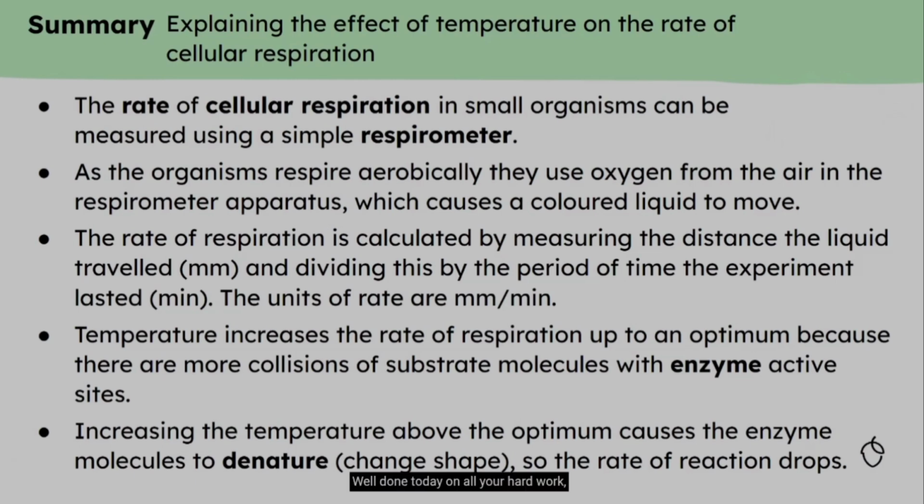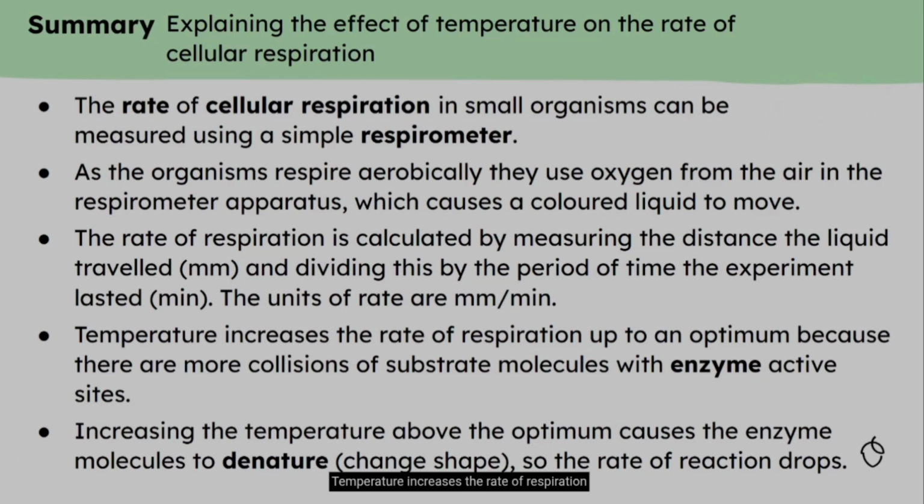Well done today on all your hard work, and now let's summarise what we've learnt to help it stay in our memories. The rate of cellular respiration in small organisms can be measured using a simple respirometer. As the organisms respire aerobically, they use oxygen from the air in the respirometer apparatus, which causes a coloured liquid to move. The rate of respiration is calculated by measuring the distance the liquid travelled in millimetres and dividing this by the period of time the experiment lasted in minutes. The units of rate are millimetres per minute.